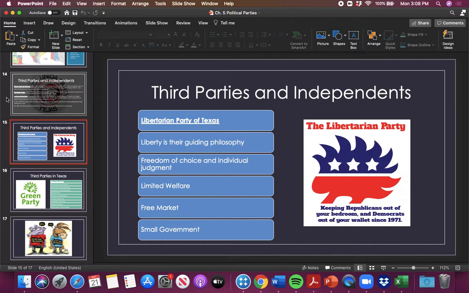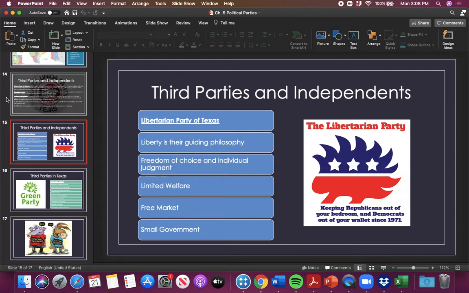Today, our most successful third party is the Libertarian Party. Some of you may identify as Libertarian. This little tagline on this picture kind of sums up their beliefs: Keeping Republicans out of your bedroom and Democrats out of your wallet since 1971. Libertarians favor personal liberty above all else. They want as little involvement from government as possible.